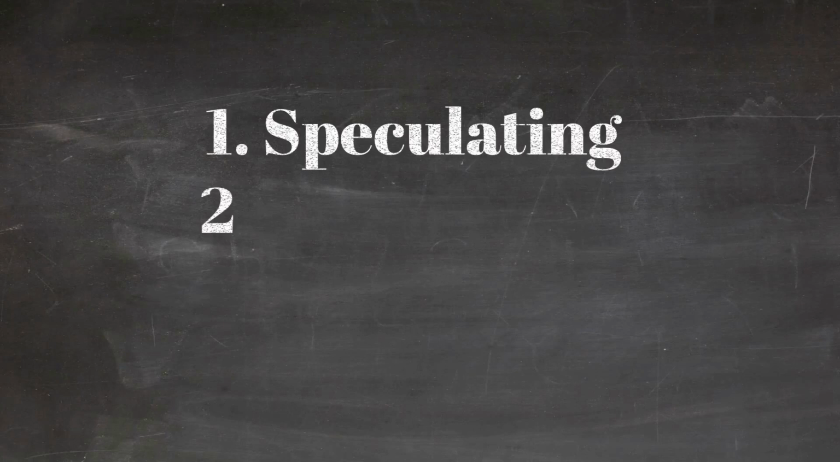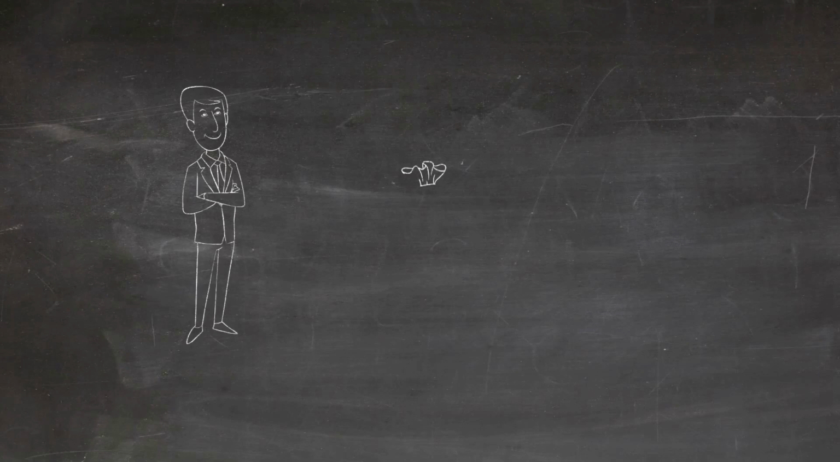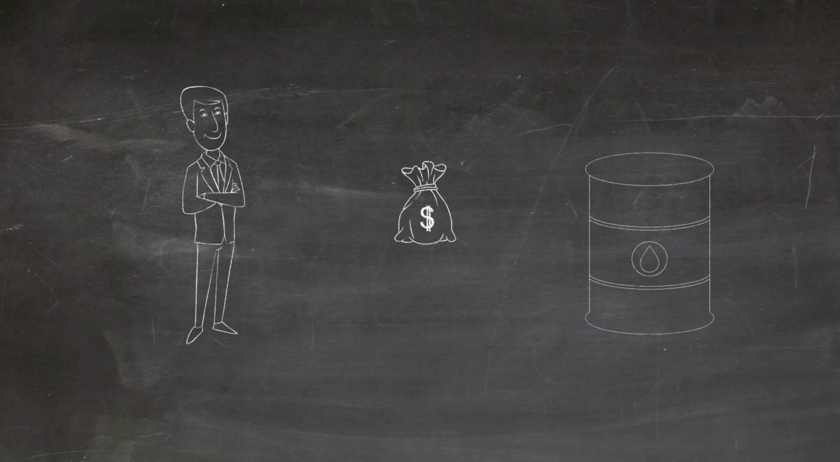Before introducing forwards, remember what all derivatives have in common. They are used for speculating, hedging, and arbitrage. Let's illustrate how futures are used for speculative purposes. Suppose a trader is very bullish on the price of crude oil. It is now February, and he expects the price to rise significantly by end of June.